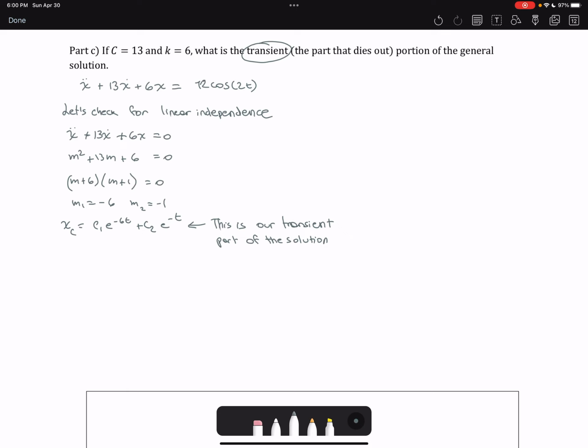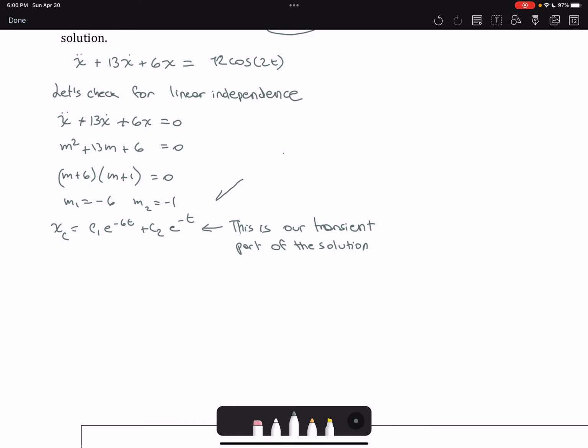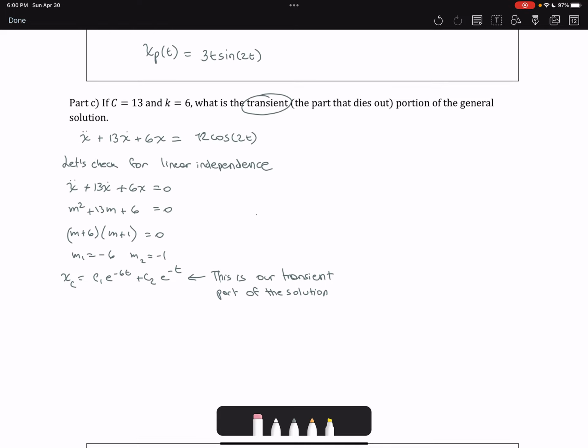But if we were to find it, our initial guess of a cosine of 2t plus b sine of 2t actually works because we don't have anything that looks like that in the homogeneous solution. So that's where you would get the part that doesn't die out. But this part will die out eventually. And that's the transient response. So what is the transient response portion of the solution?